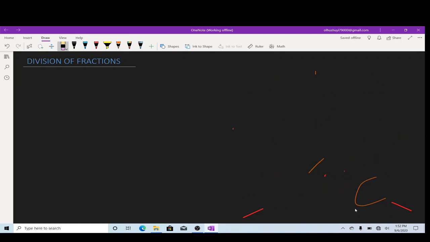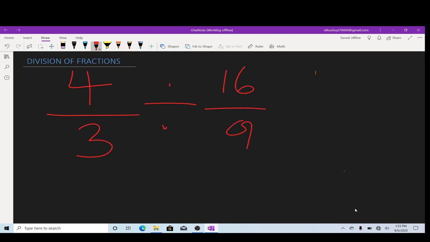If you're having 4 upon 3 divided by 16 upon 9, how do we go? The first thing: the division will always change to multiplication. So when the division changes to multiplication, what do you have?